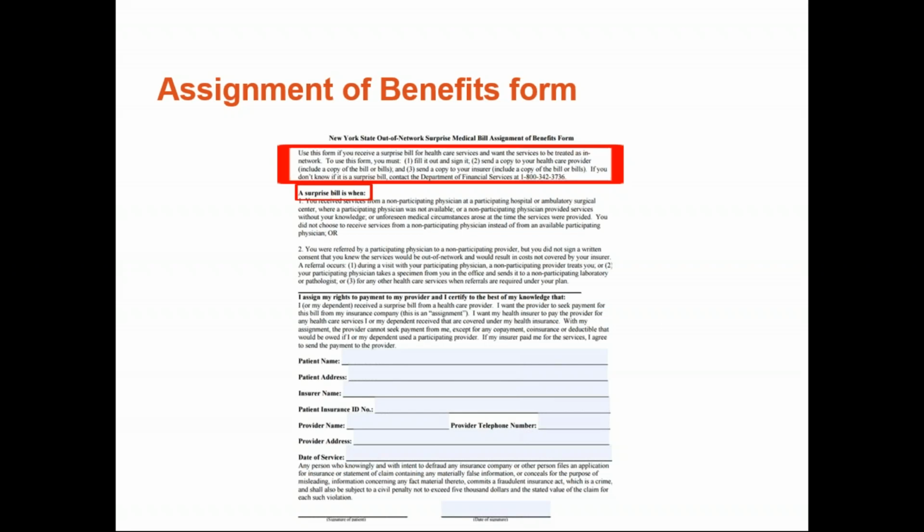Here is an image of the Assignment of Benefits form, and as you can see, it's pretty straightforward. It just includes the patient's information, the provider's information, and the insurance company information. The patient should fill out 2 copies of this form and send one to the provider and one to the insurance company, along with a copy of the bill.